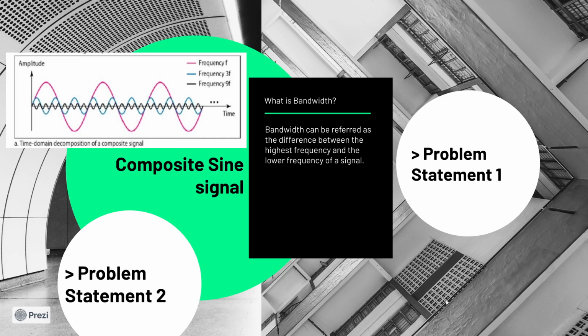Now here I have also given you an image in which there is time domain decomposition of a composite signal. This is a composite signal and it is decomposed into three sine waves. One sine wave has the highest frequency, then there is the intermediate frequency, and then the lower frequency. So this is decomposition in time domain. We will also see how to decompose a composite sine signal into frequency domain in the further problem statements. Let's move on and see problem statement one.